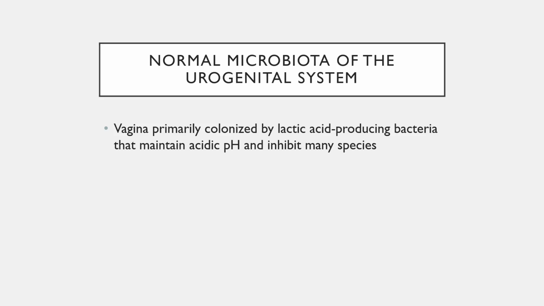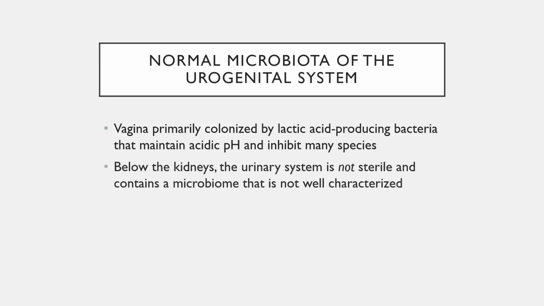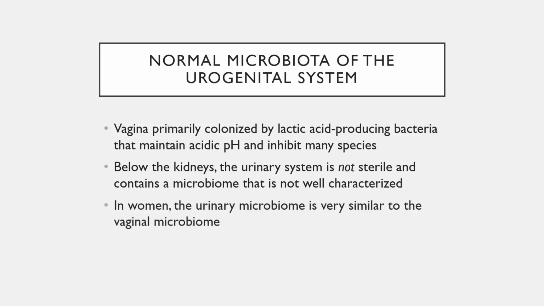As far as the urinary system goes, below the kidneys, the urinary system is not sterile, contrary to popular belief, and does contain a microbiome, although that microbiome is not well characterized as of yet. We do know that in women, at least, the urinary microbiome seems to be very similar to the vaginal microbiome in terms of what species it contains.